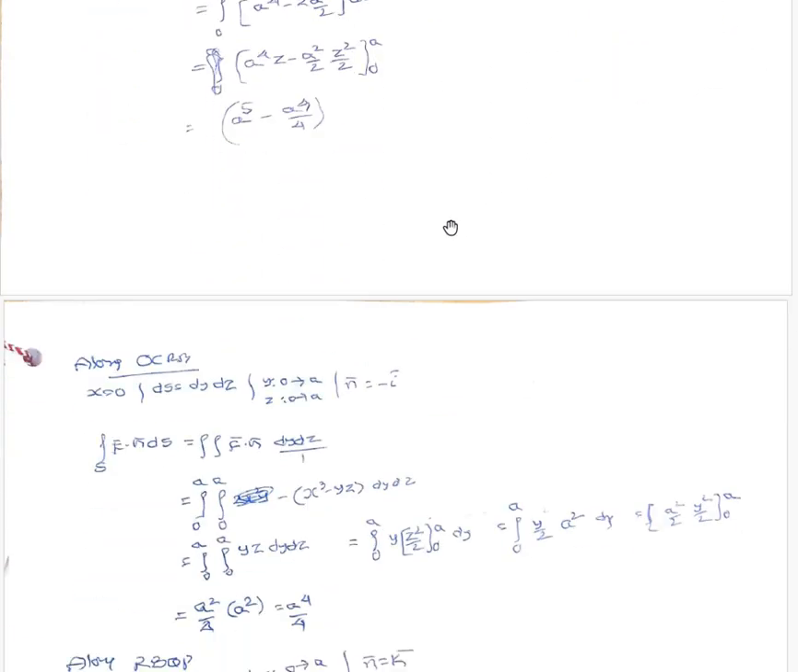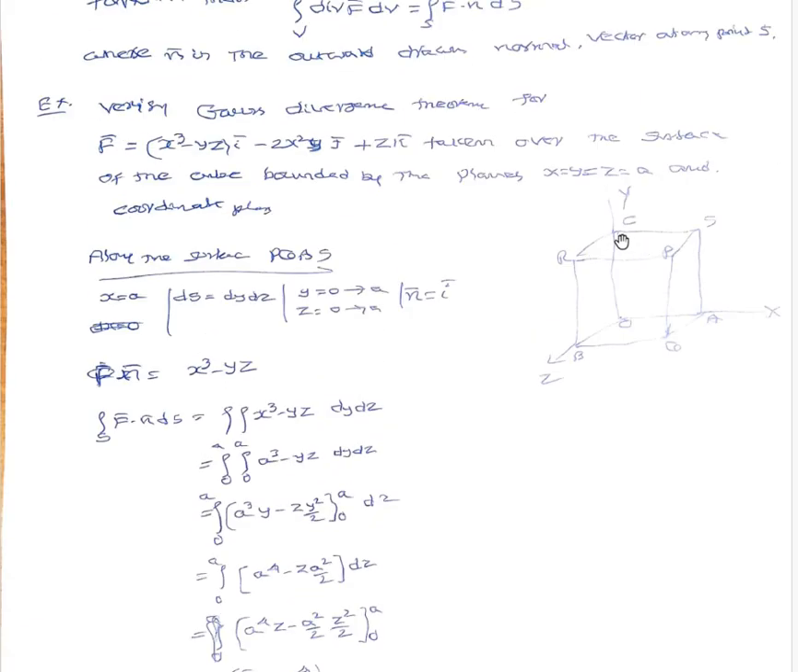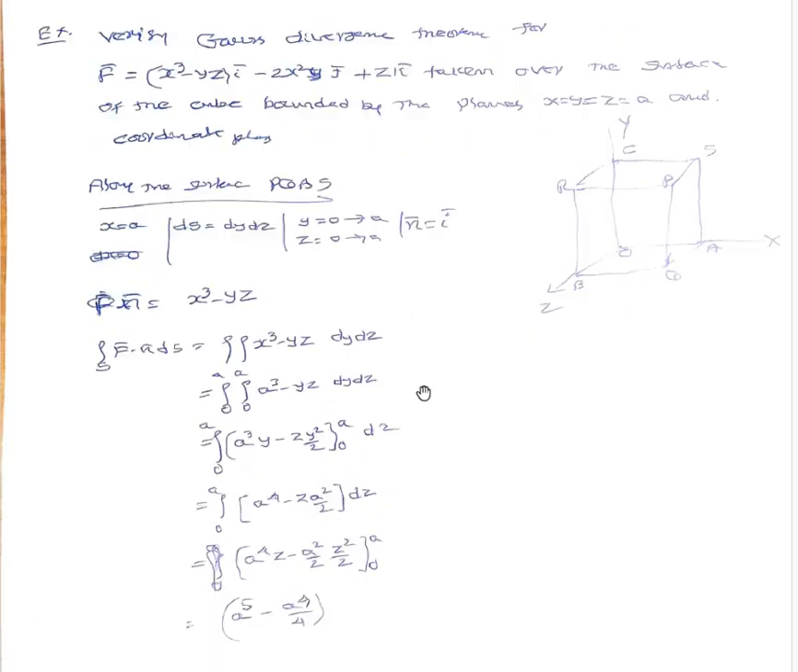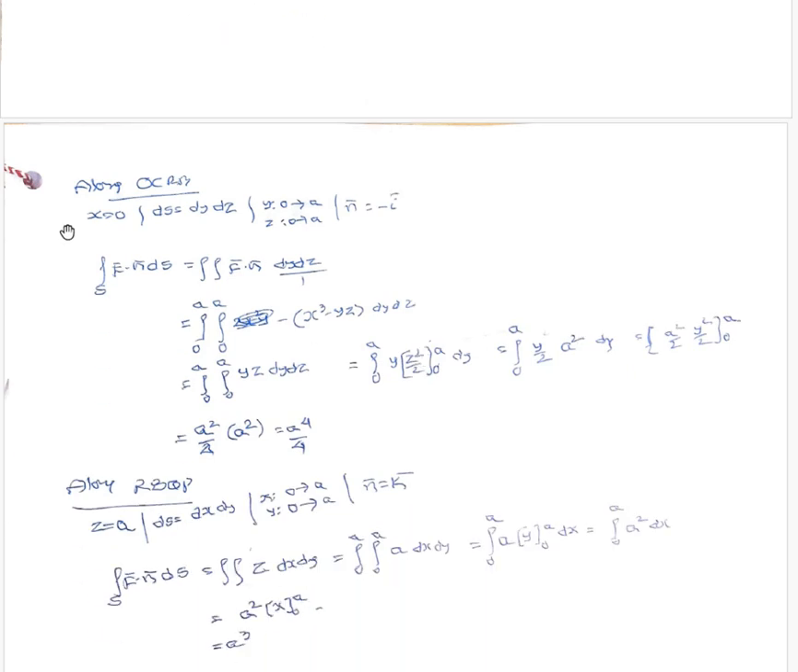Similarly, you have to go for the surface OCRB. OCRB is nothing but in the YZ plane. Therefore, the YZ plane equation is what? x = 0, dS is equal to dy dz, y varies from 0 to a, z varies from 0 to a. n bar is nothing but the negative x-axis, therefore minus i bar.